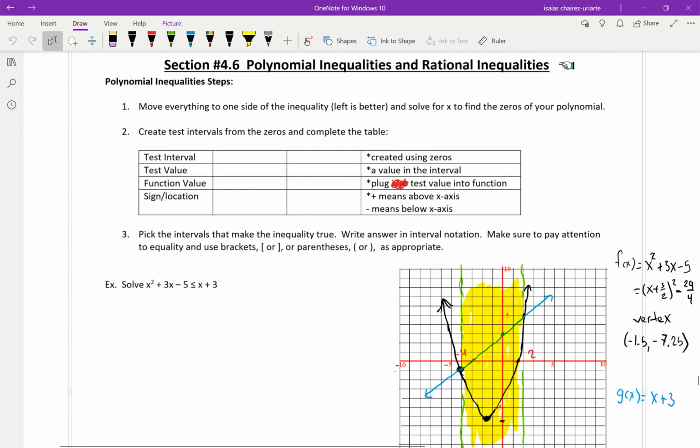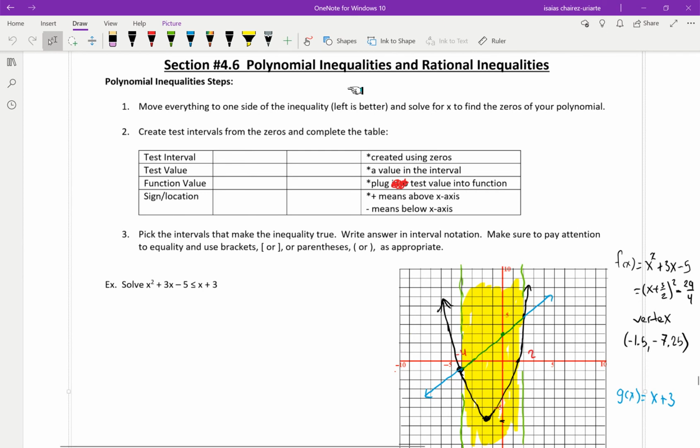This is section 4.6. In this section, we're going to be using the ideas that we developed in the previous section to solve polynomial inequalities and solve rational inequalities. The first part of this video will deal with solving polynomial inequalities. Okay, so let's get thinking about how to solve polynomial inequalities.